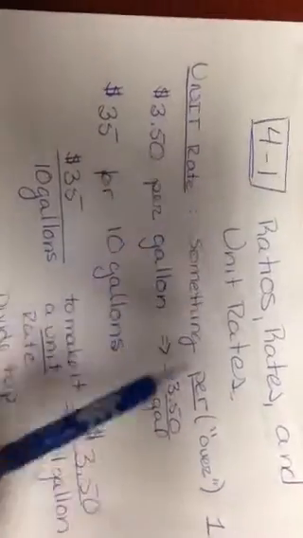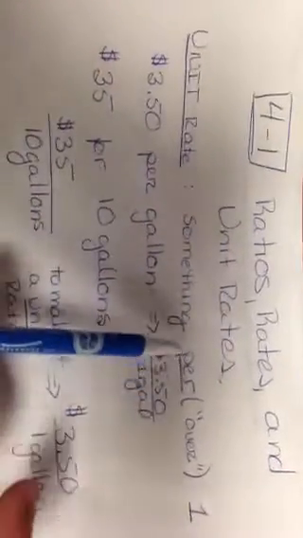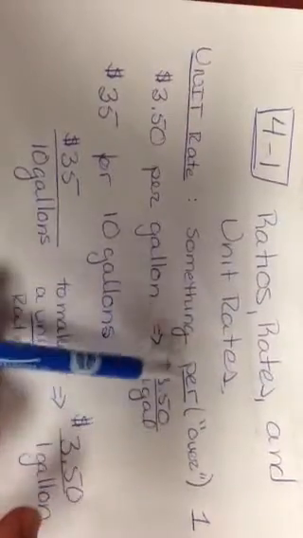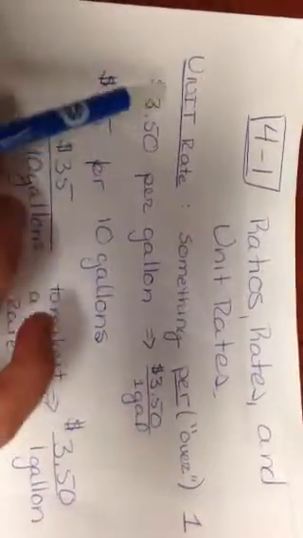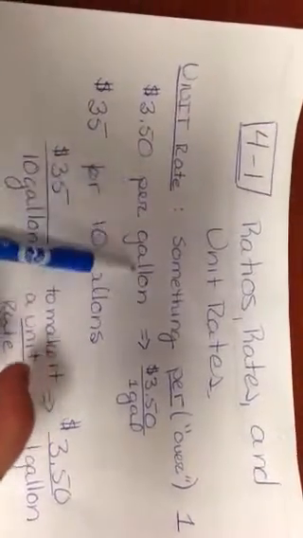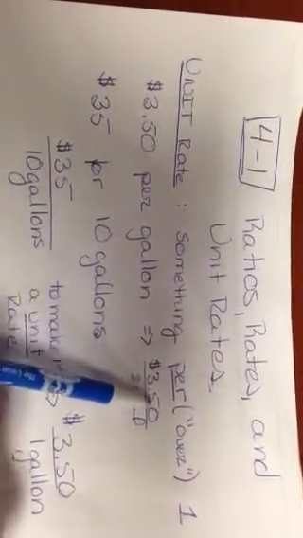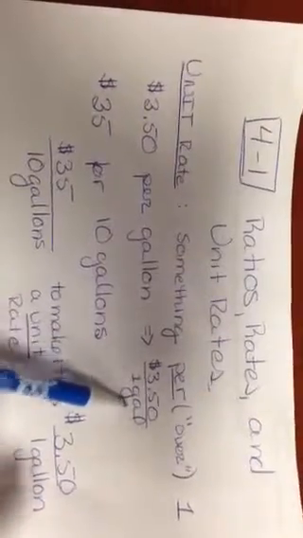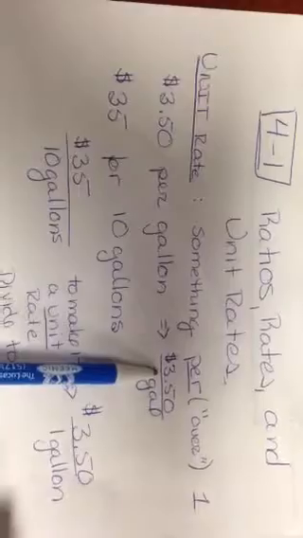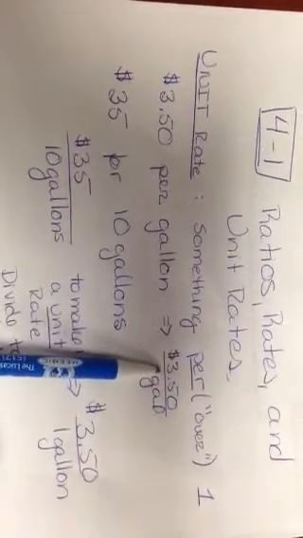Now, a unit rate is going to be something per, and when I say per, it means over. So something over 1, something per 1. That's why unit 1. So $3.50 per gallon, we would write $3.50 over 1 gallon. Now we don't always have to write that 1. If all I wrote was gallon, that means over 1 gallon.